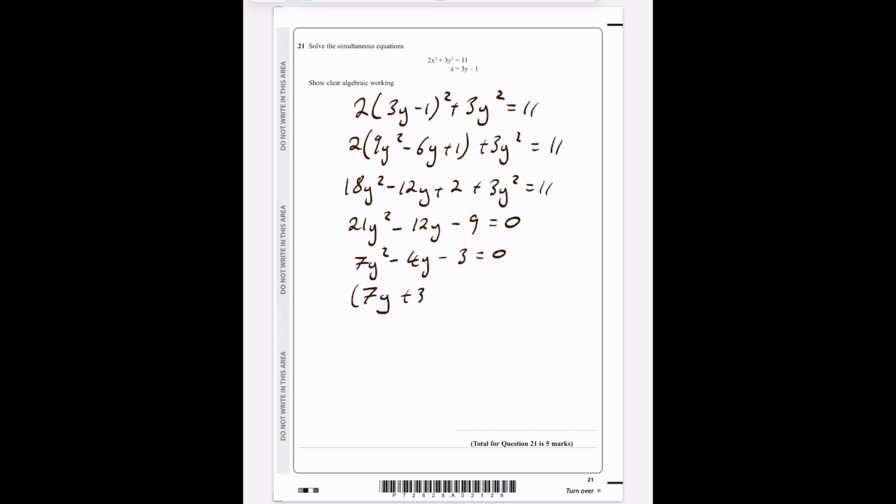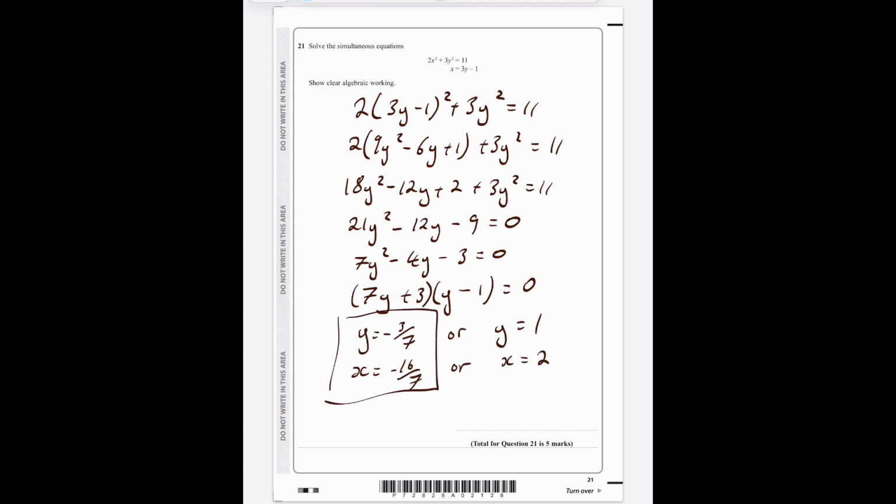If you wanted to use a formula or complete the square, you can do, but you must show that you are using a legitimate technique, because it says show clear algebraic working in the question. Anyway, full factorization there. So y is minus 3/7 or 1, x is minus 16/7 or 2, and those solutions come in pairs, so I'm going to pop them in a box.